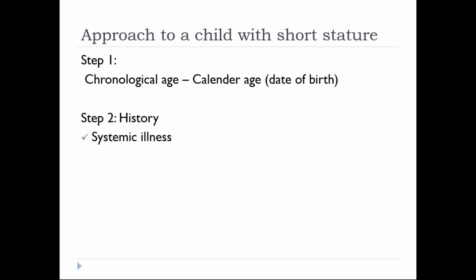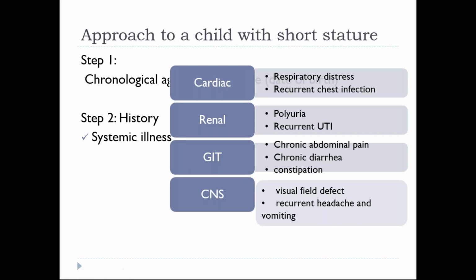Then comes your history. We were discussing when they started observing that the child is short, and whether they feel the child has any systemic illness. So we will take a history of systemic illnesses, like respiratory distress, recurrent chest infections, any history of polyuria, which can be suggestive of a renal tubular defect, recurrent UTIs, any recurrent infection. Any recurrent illness is going to hamper the growth of the child. Suppose he keeps getting admitted every month, every 15 or 20 days. Obviously he's not going to grow to his full potential.